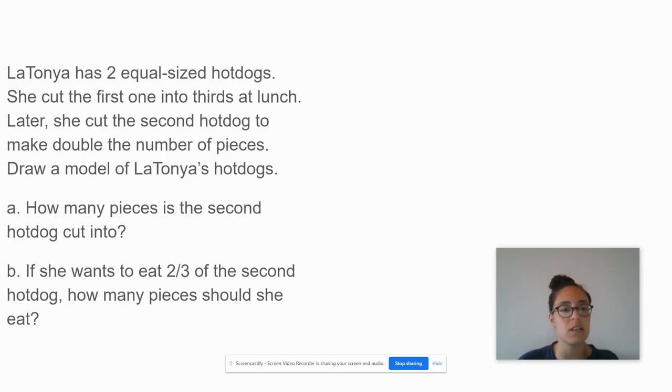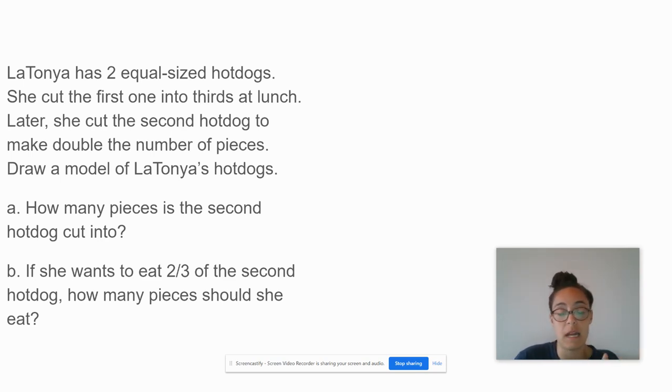So right now we're going to get started with our word problem, and LaTanya has 2 equal-sized hot dogs. She cuts the first one into thirds at lunch. Later, she cuts the second hot dog to make double the number of pieces. Draw a model of LaTanya's hot dog. Now, we want to make sure we're reading, drawing, writing.